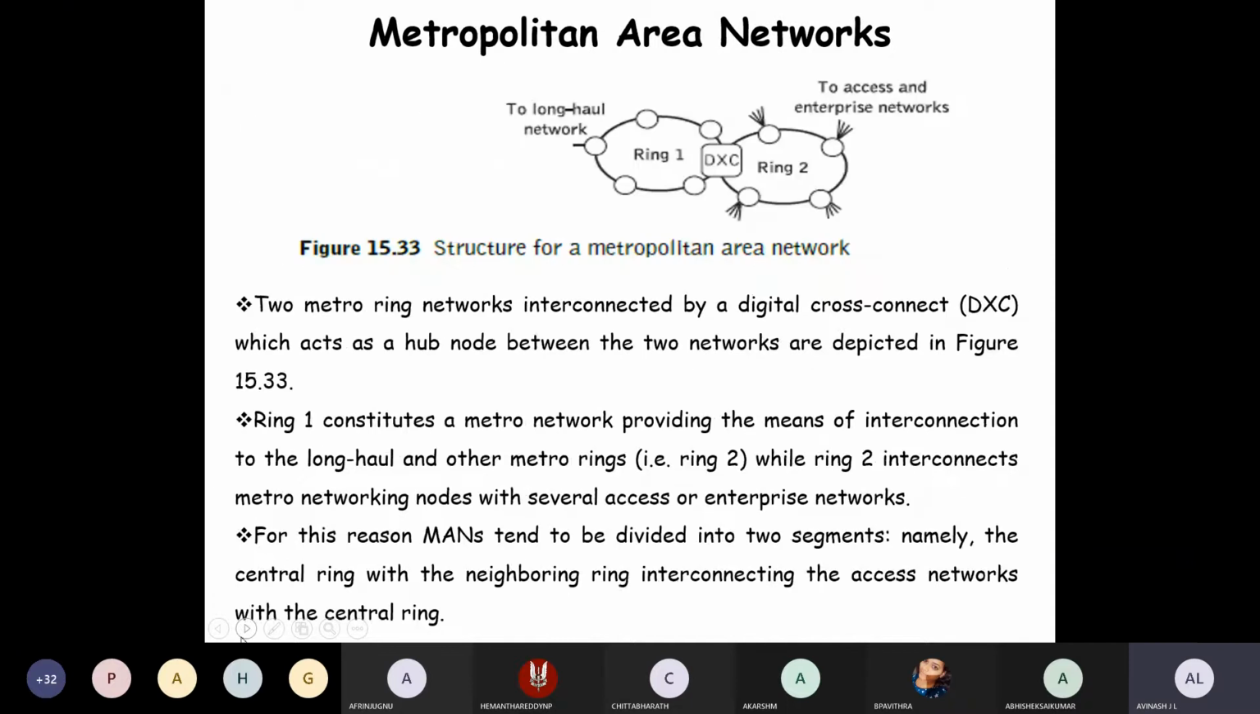Next is the metropolitan area network. In this metropolitan area network, you can see that two long haul networks are connected together. That means two cities or two states are connected together in a ring topology. You can see the connection in the structure of a metropolitan area network: ring 1, ring 2. All those things you can see.